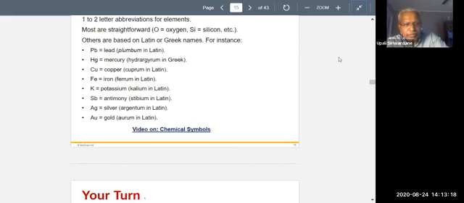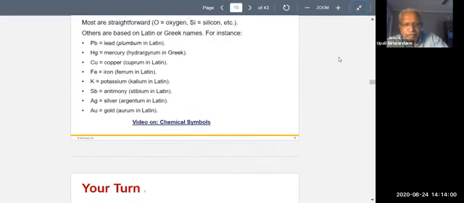Copper is not Co. Copper is cuprum, based on the Latin name. So on. Iron is ferrum. Potassium is called kalium in Latin. Therefore, K is the atomic symbol for potassium. Antimony is stibium, Sb. Silver is argentum, Ag. Gold is Au. Aurum, the Latin name for gold, is aurum. So you can watch the video on chemical symbols and get to know a little bit more.